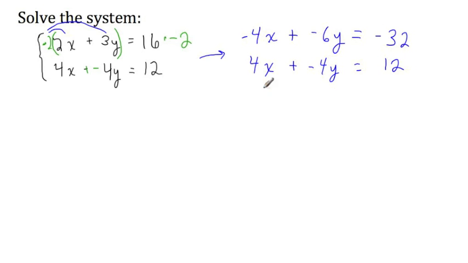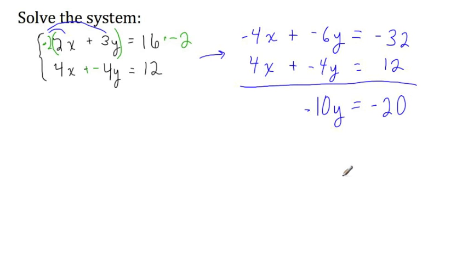And now, we've successfully made the x terms opposites of each other, so that when we add these two equations, the x variable will be eliminated. Now, we can apply the strategy that we learned in the first video that we used when we used linear combinations to solve systems of linear equations. Simply add the two equations together, term by term. 4x plus -4x is 0. -6y plus -4y is -10y. -32 plus 12 is -20.